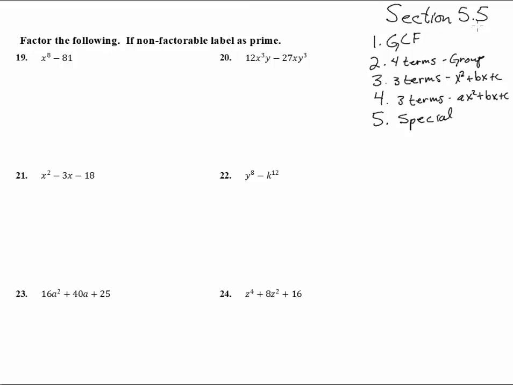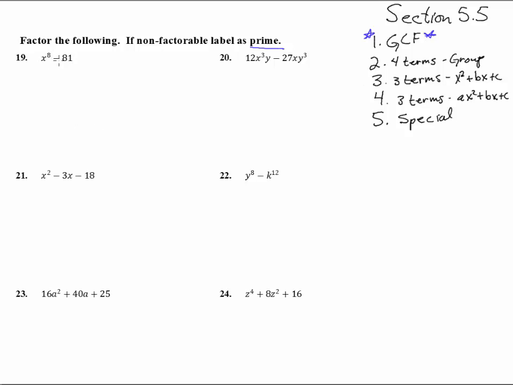Here we are in section 5.5 with numbers 19 through 24. It says to factor the following completely all the way down, and if it's not factorable, label as prime. Now, it doesn't give us specific instructions, so we're going to keep all of the options open, 1, 2, 3, 4, 5, and let's not forget, don't jump the gun, get that greatest common factor out first if we can.